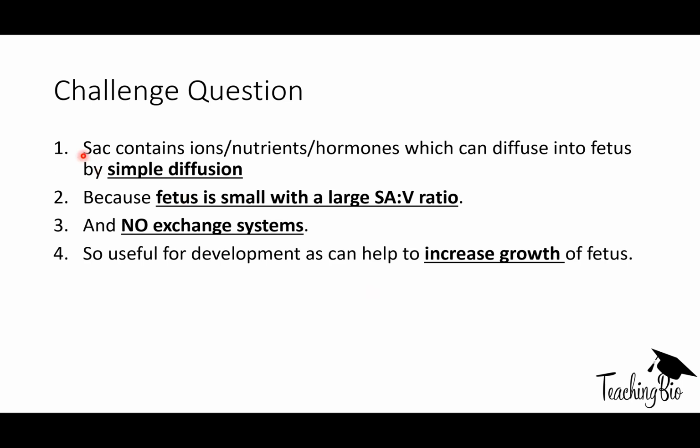So these are some things that you might have thought about. The fact that the sac contains these sort of ions, nutrients, and hormones means that they can directly diffuse into the fetus by simple diffusion. Note that simple diffusion is the mechanism that will be used at this point because it's a fetus, which is effectively just a ball of cells.